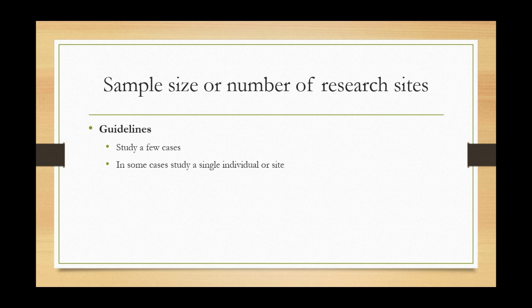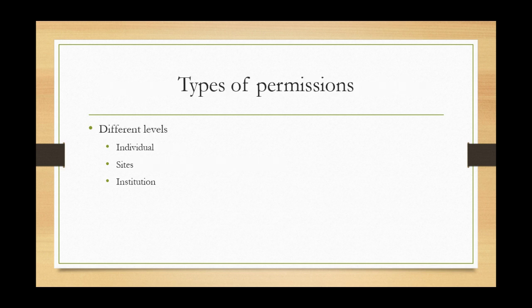What types of permissions will be required to gain access to participants and sites? It depends on levels. You can ask permission at the level of individuals, at the level of sites, and at the level of institutions.